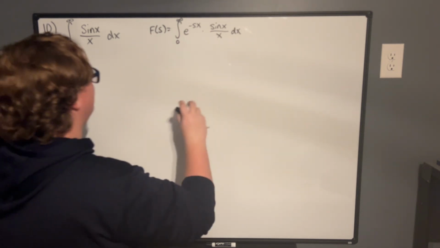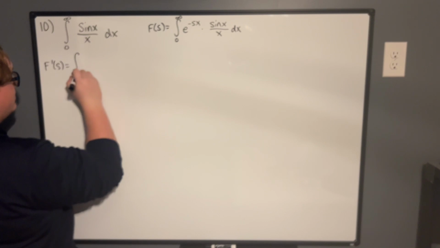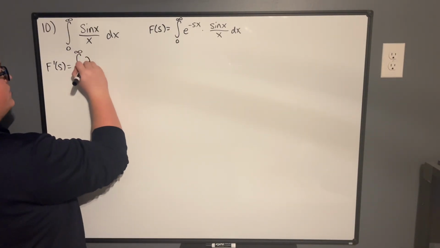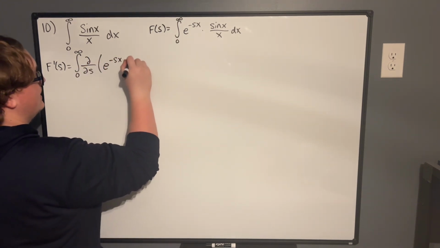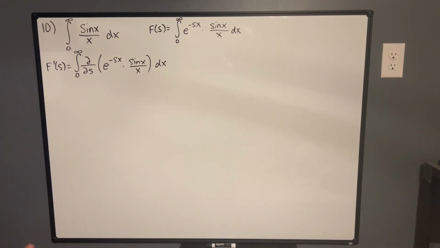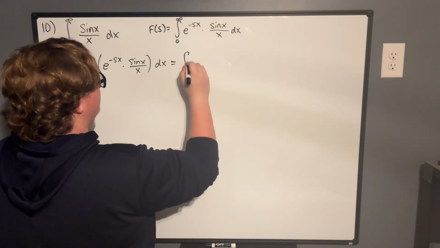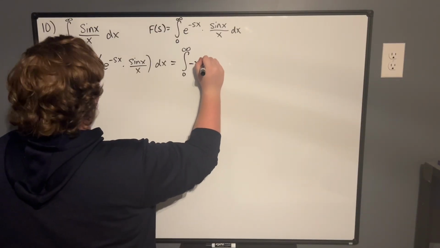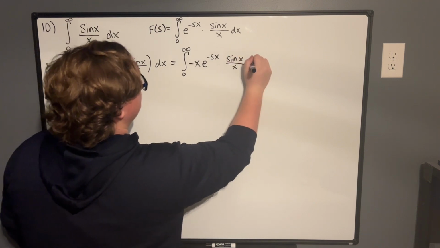So let's take the derivative of our function here. So f prime of s, again, we need the partial derivative because we have s's and x's. But we're going to take the partial derivative with respect to s of this function that we have on the inside. So e to the minus sx times sine x over x dx. So when we take that partial derivative, all the x terms are constant. So we're just going to get the integral from 0 to infinity of, we're going to have a negative x term that gets pulled down. We'll have e to the minus sx times sine x over x dx.